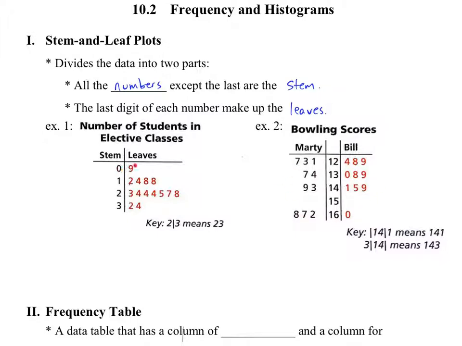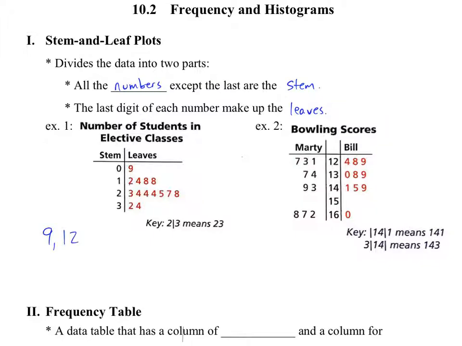So this one here, they're looking at number of students in elective classes. So these are all the first digits. And then the leaves are just going to be the last digit. So we have 0, 9, 1, 2, 1, 4, 1, 8, 1, 8. Does that sound familiar? So if you wanted to list them all out, you could. It'd be 9 for that first one. You don't have to write the 0, 9.